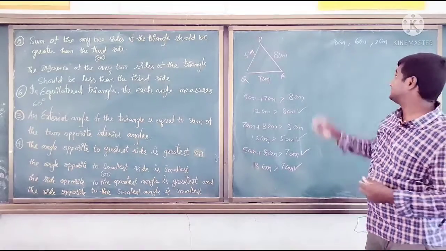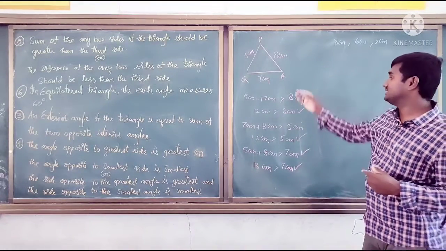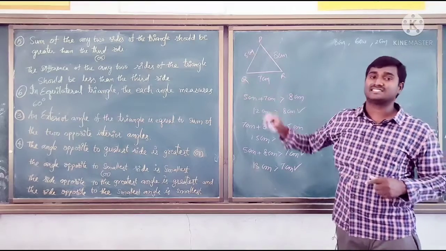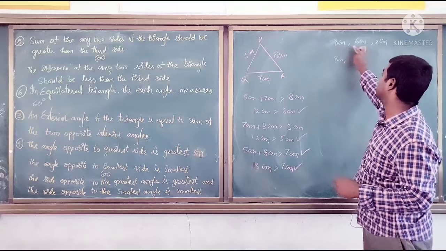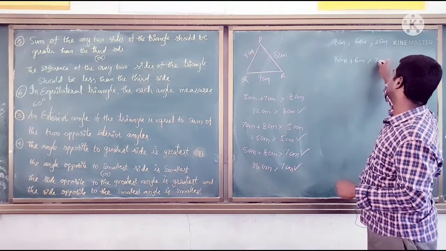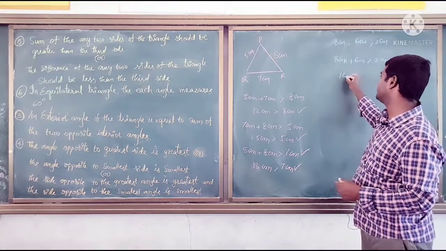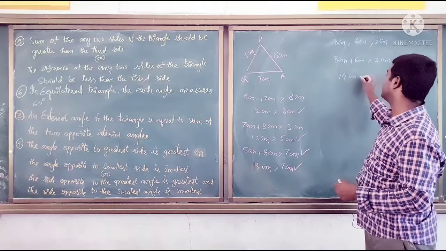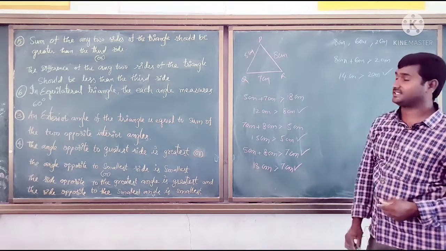Okay, so these three measures we can check. Is this condition satisfied or not? Let us see. The sum of these two, 8 centimeter plus 6 centimeter, is greater than 2 centimeter. So 8 plus 6, how much? 14 centimeter. So 14 centimeter is greater than 2 centimeter. Yes, so the first case is satisfied.